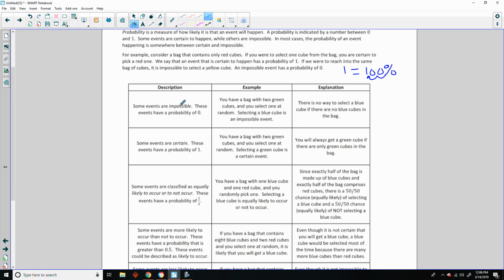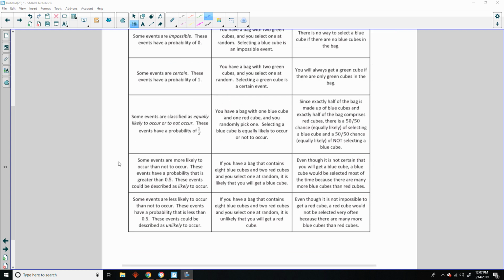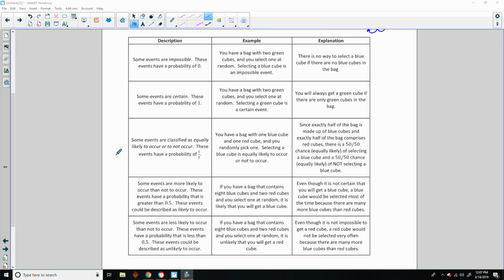So description. Some events are impossible. These events have a probability of 0. Example, you have a bag of 2 green cubes and you select one at random. Selecting a blue cube is an impossible event if they're all green. There is no way to select blue cubes if there are no blue cubes in the bag. Okay, I'm not going to continue reading this. I'll leave this to you on your own, but it just explains the likeliness of things occurring.